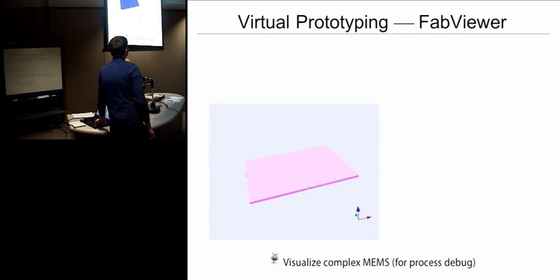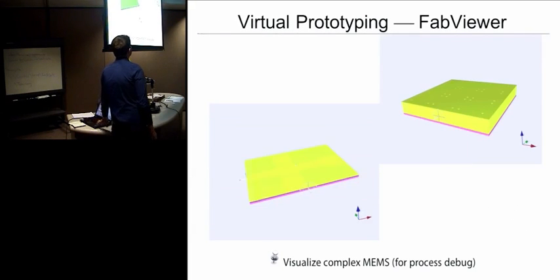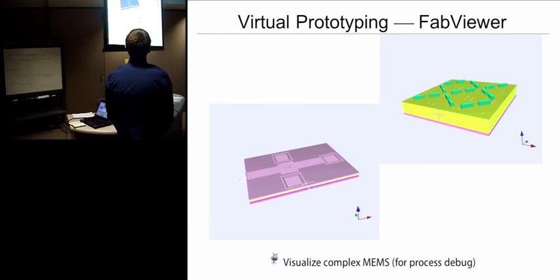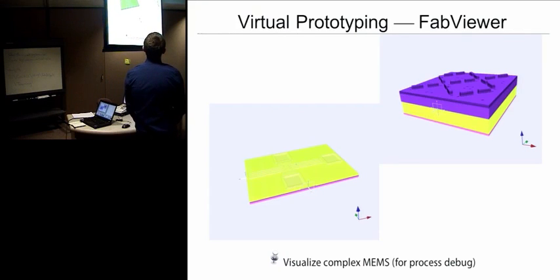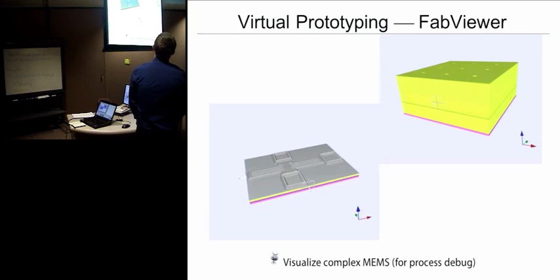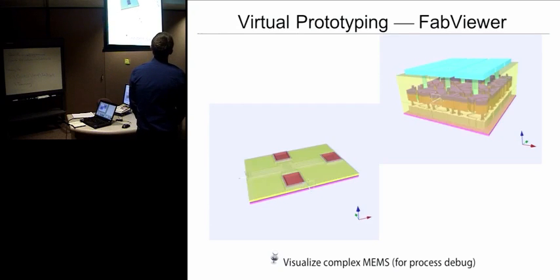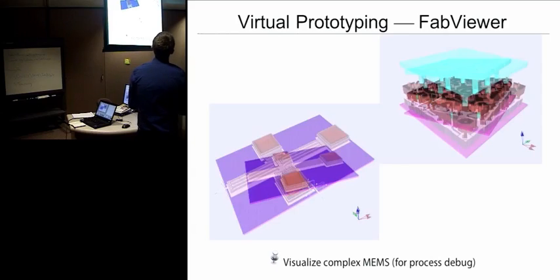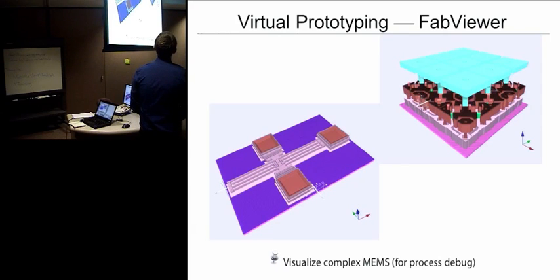So this is what FabViewer will give you. On the left, we have the same Tang Resonator design from before. And on the right, we have a micromirror design from TI. Obviously, it's scaled a lot in the Z direction.